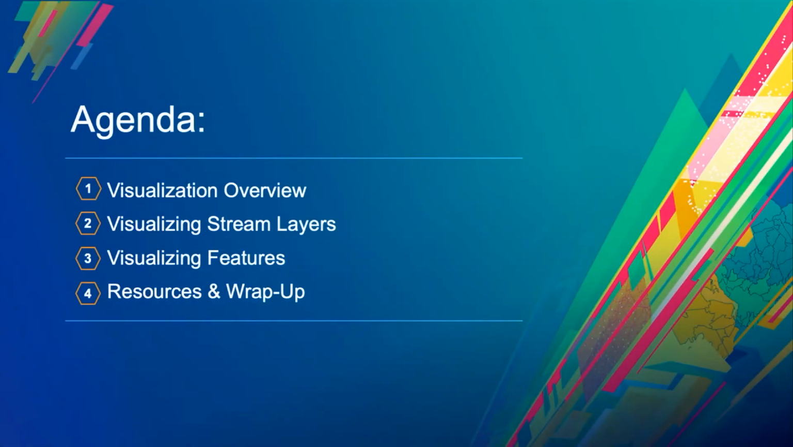So there's 4 key areas we're going to take a look at today. We're going to talk about visualization, the overview of what that looks like in terms of working with real-time data. We're then going to break it into 2 different areas. We're going to look specifically at stream layers. What are some of the benefits of using stream layers? What are some of the considerations for how you'd want to render those types of feeds?